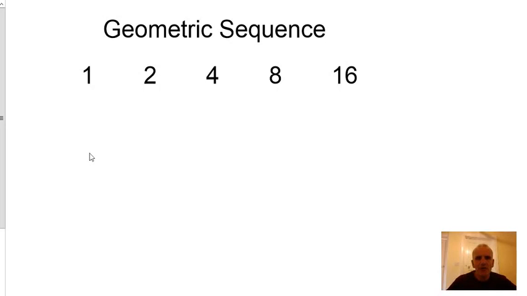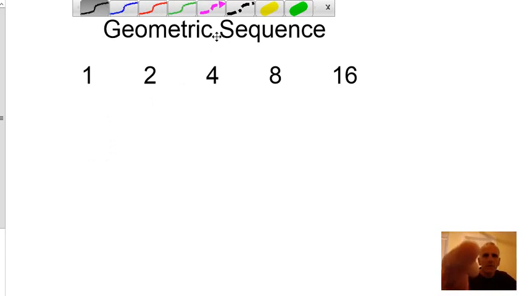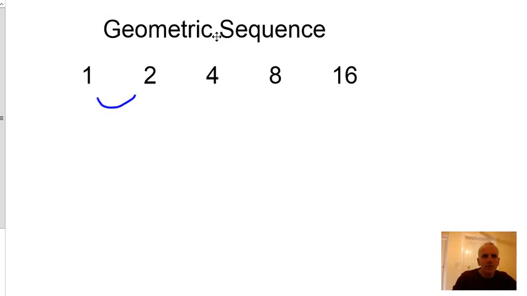Right, so we're going to look at geometric sequences. Now all a geometric sequence is, it means we're just being multiplied by a constant number. So if we have a look here, all we've got is it's just times 2, times 2, times 2, times 2. So that's how we recognise a geometric sequence.